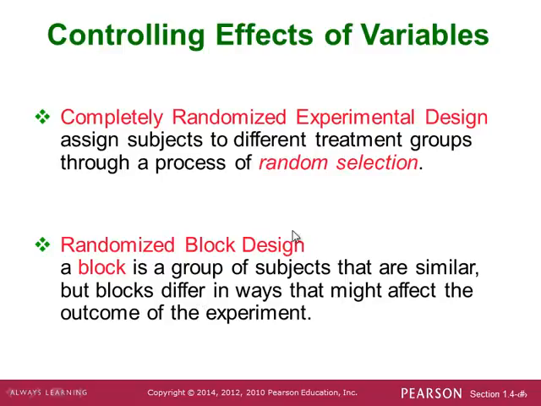Now, the randomized block design is where you divide the individuals in your statistical study according to certain characteristics, like, for example, males versus females, maybe older folks versus younger folks. Maybe you could have 3 different age groups, 18 to 30, 30 to 45, and over 45.